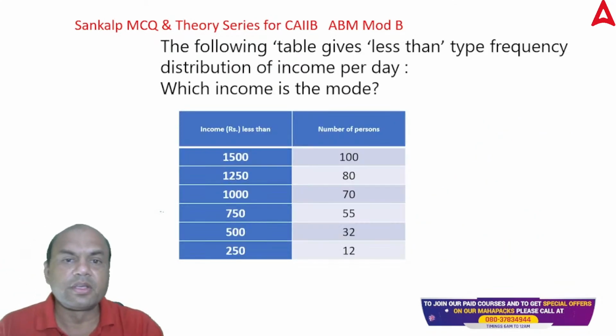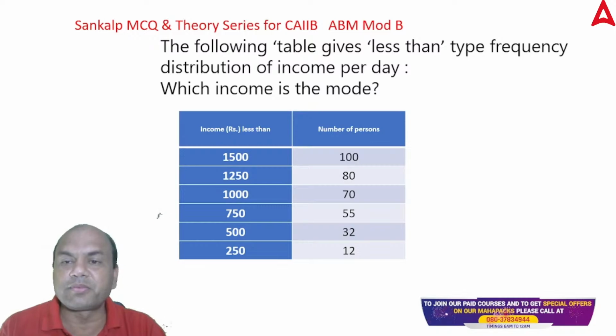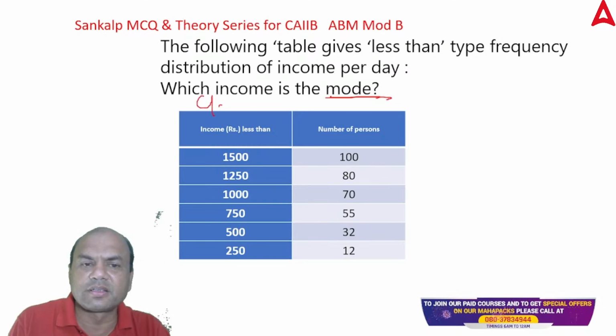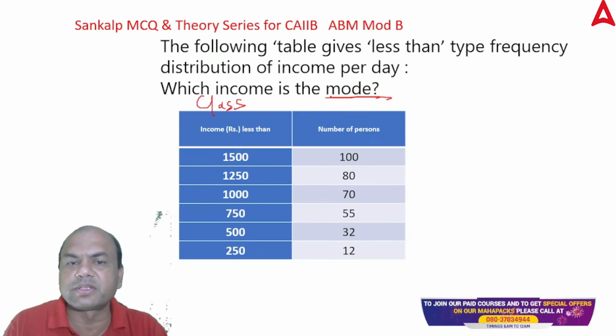Next one. The following table gives less than type frequency distribution of income per day. Which income is the mode? So I want a mode now. So look at this. This is known as a class, and this is known as the frequency. So which one is this? Frequency.